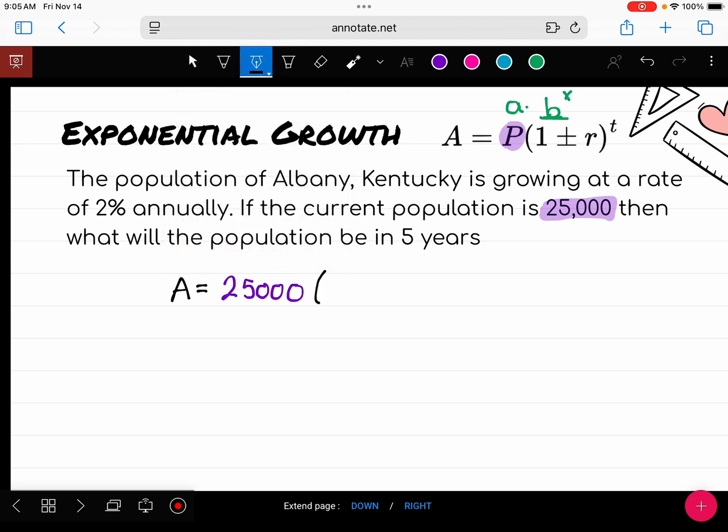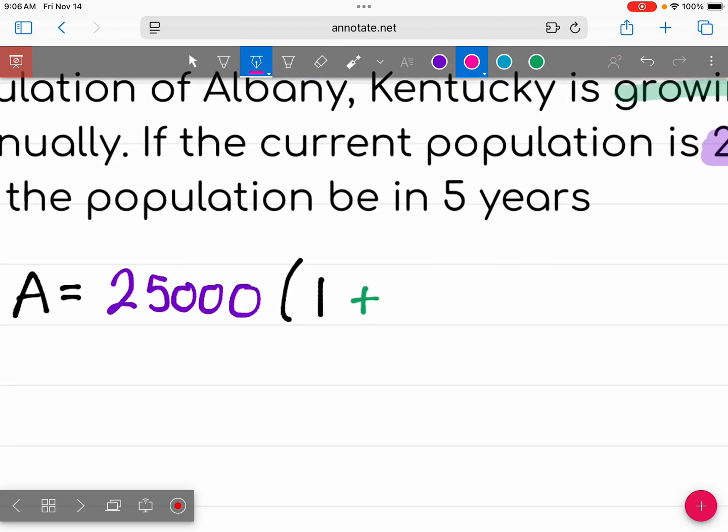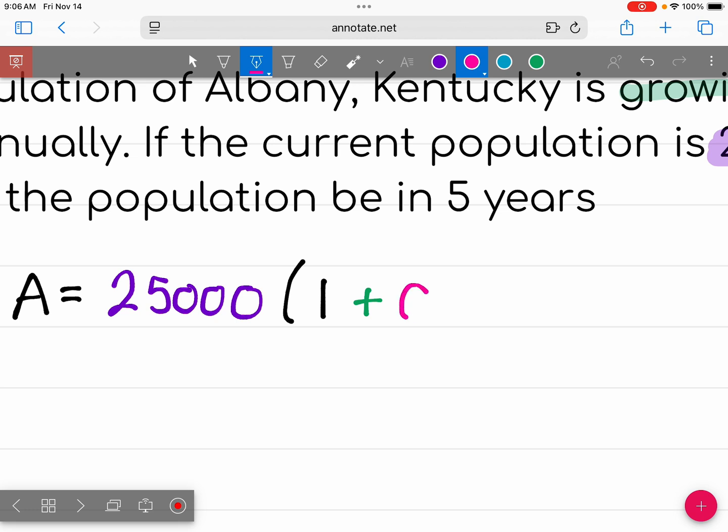And we're going to have our 1. And are we going to use the plus or are we going to use the minus? Plus. How do we know it's plus? It says growing. What are we going to add? Yes. So we're going to put our rate. We're going to put it as a decimal. 0.02.